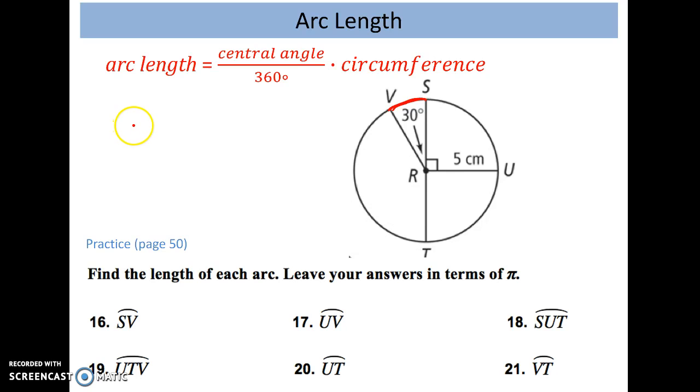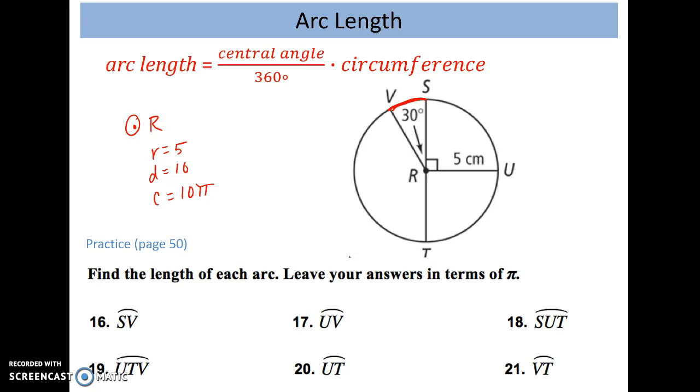Okay, so let's first find the circumference of circle R. Okay, center is at R. I know the radius is 5 centimeters. I double that to get a diameter of 10, and therefore my circumference is 10 pi. We're just going to set these up. We'll use the calculator in class tomorrow.